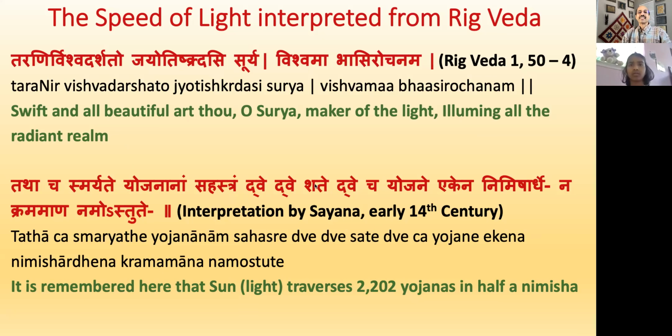Dve, dve shate means 22, you're right. Shate, shata means 100, right? So dve, dve shate means 2200. Dve again means 2. So 2202. Cha yojane. That means 2202 yojanas. Ekena means in one. Nimishardha.